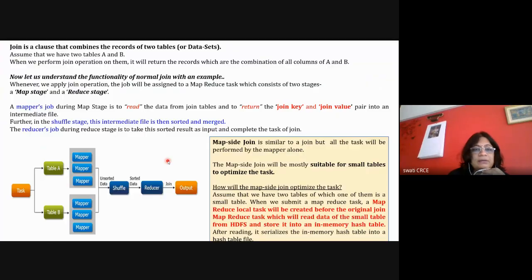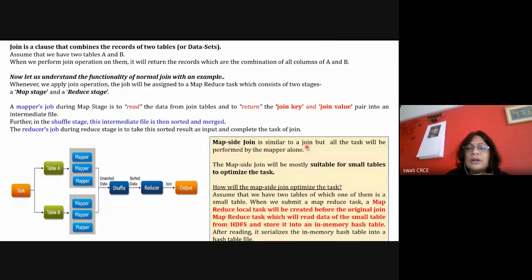Okay, so how this is happening here: the mapper's job is to read the data from the join tables and return the join key and join value. See here table A and table B. We are assuming in the database there are two different tables. Table A is going to some mappers, and table B is going to some mappers. Some unsorted data, the mapper is going to do the shuffling and working on that, and then the sorted data. And something will happen over here. Let's see what is written here.